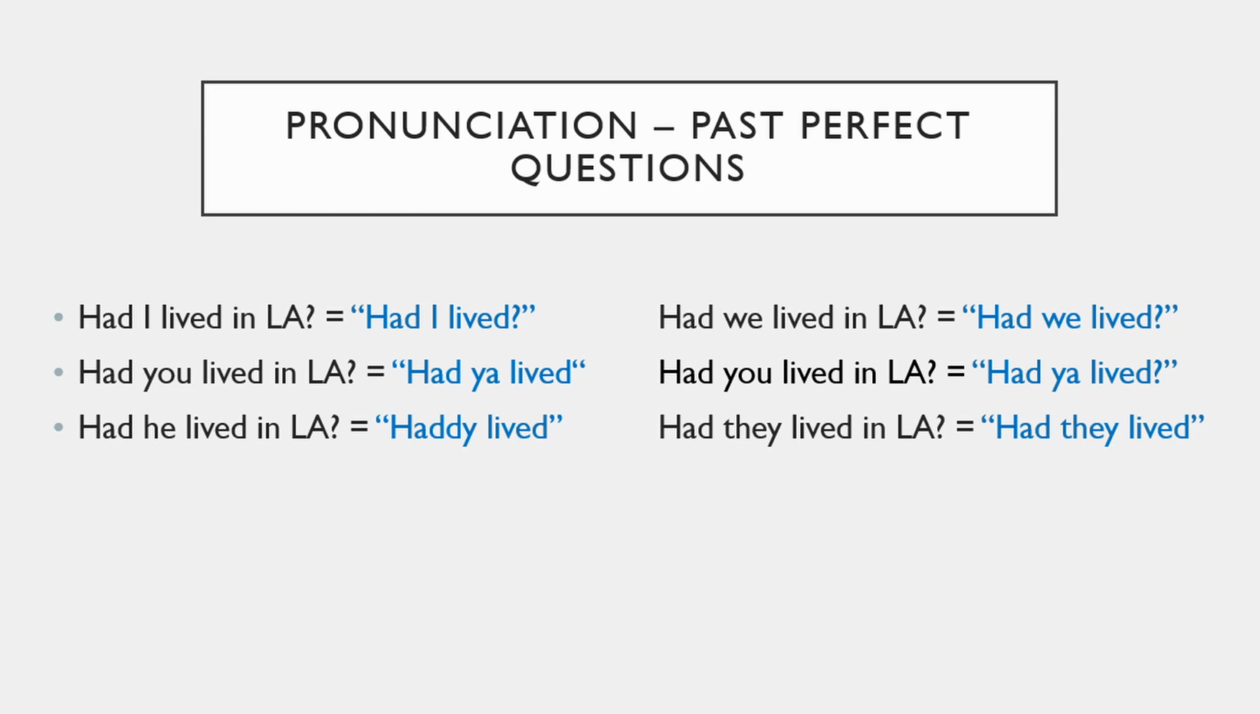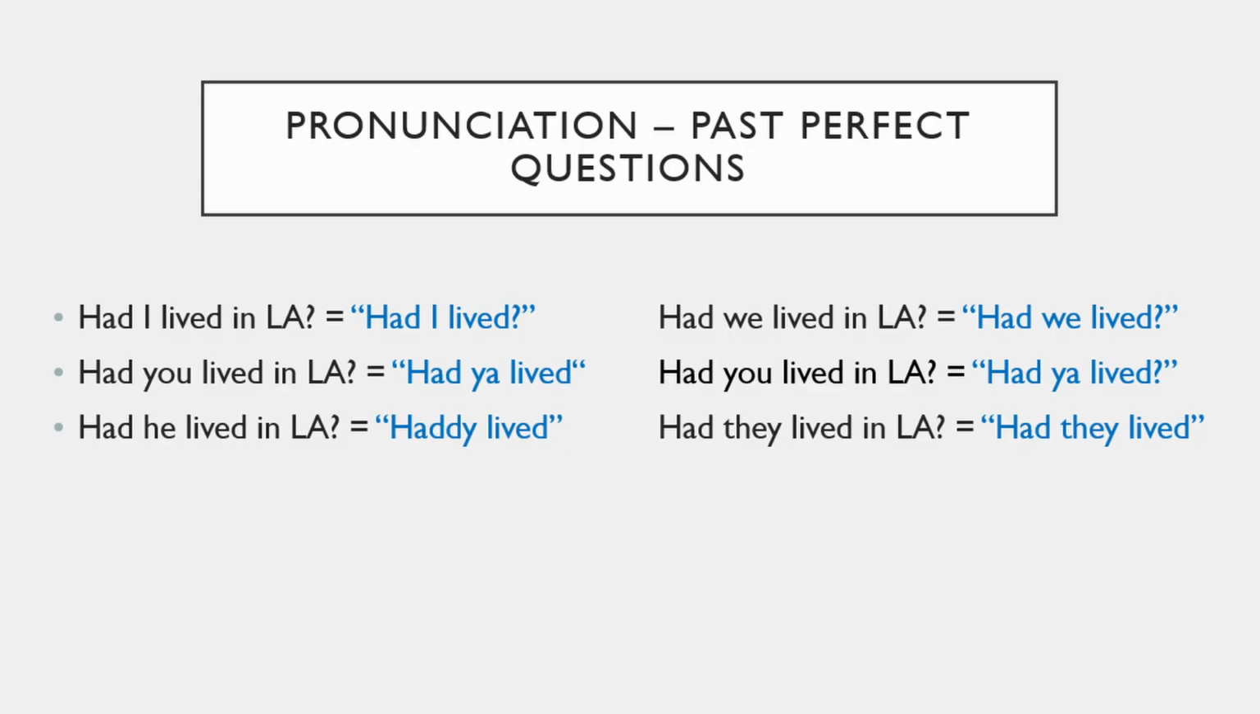All right, what about third person singular? Had he lived? Had he lived there? How long had he lived there? Had he? What about she? How long had she lived there? Had she. All right. How long had she lived there before she got a job as an actor? Again, two actions. Had she. All right. What about first person plural? Had we lived? Had we. That sounds pretty much as it's written.